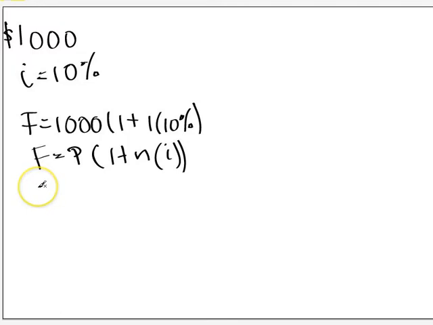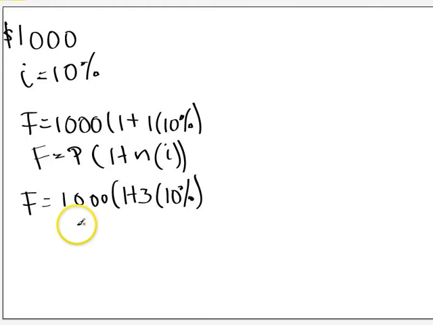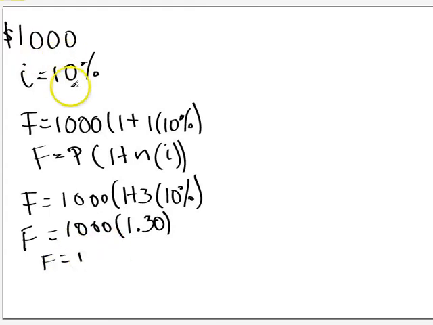And how much money would we have if we keep it for, say, 3 years? Then we will have F equals 1000 times 1 plus 3 times 10%. That is, of course, 1000 times 1.30, and the future value would be $1,300.